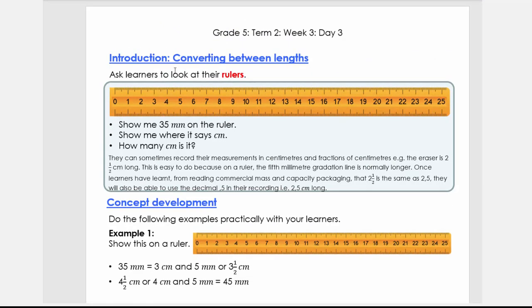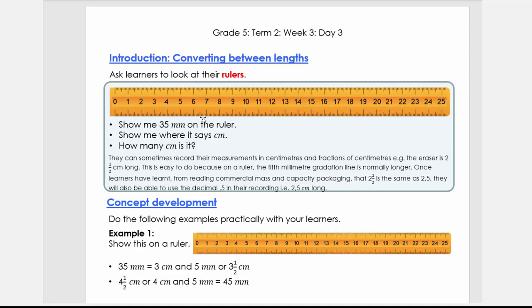Okay, then let's go to the lesson. So what we're going to do is convert between lengths. For our introduction, we're going to ask the learners to take out a ruler and show me 35 millimeters on the ruler. First they're going to tell you that it doesn't go to 35 millimeters. And what you then ask them is to have the ruler there and to extend it to this.